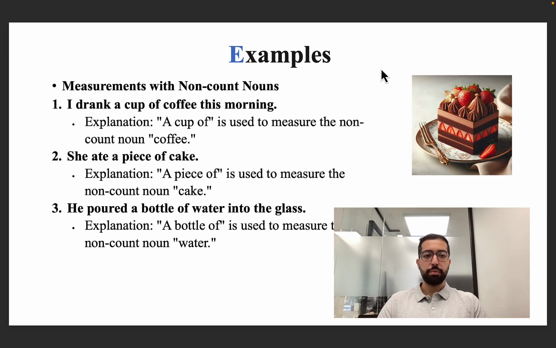In the last part, I drank a cup of coffee this morning. A cup of is used to measure the non-count noun coffee. She ate a piece of cake. A piece of is used to measure the non-count noun cake. He poured a bottle of water into the glass. A bottle of is used to measure the non-count noun water.